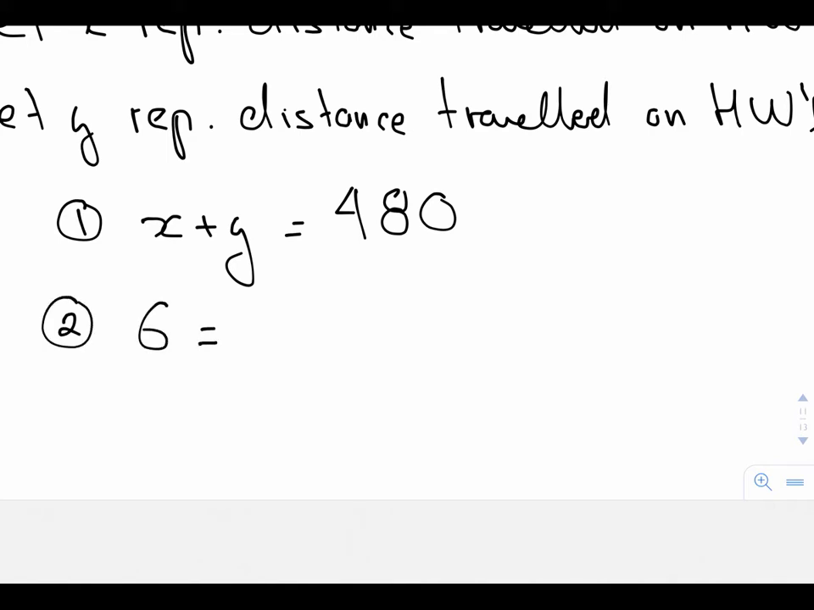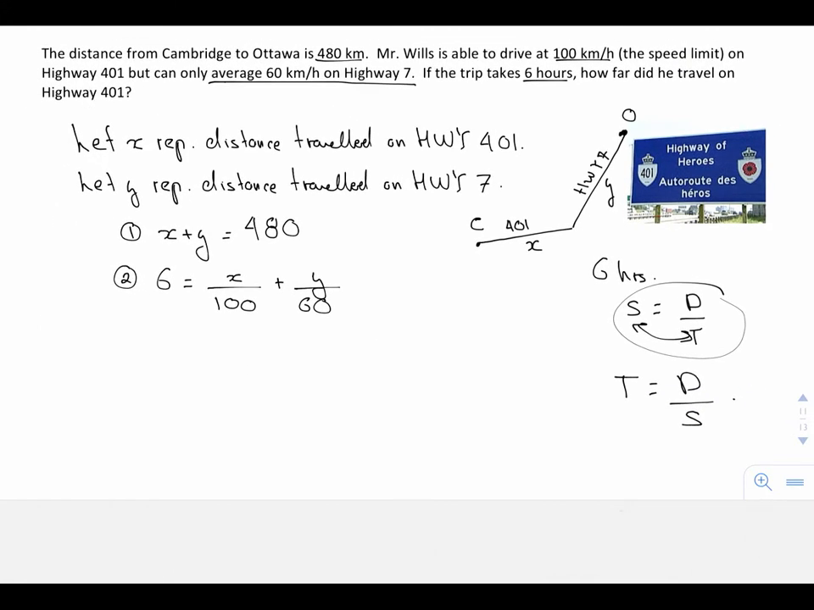So the distance on Highway 401 is x. The speed on 401 is 100. Again, distance over speed, plus distance on Highway 7 over 60, because that was the speed he was traveling on Highway 7. So those two added together gives me 6 hours. And here I have a linear system that involves fractions in it. And I know how much you love fractions, but let's see what we can do to eliminate the fraction.